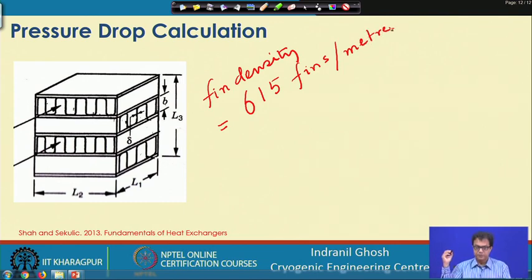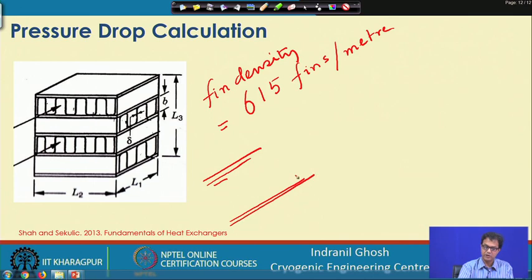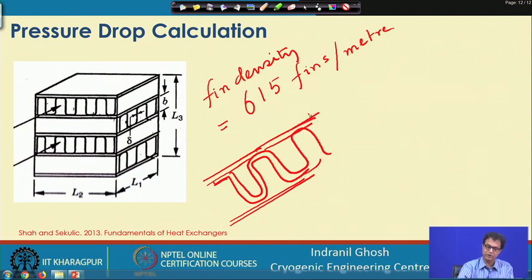So, if we have 615 fins per meter, that means we have this kind of fin, say this is the separating plate, these are the two separating plates, and we have this kind of fin, and like this we have. So, between them, how frequently they are appearing, that is what the fin frequency is.